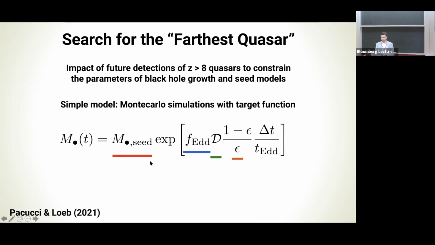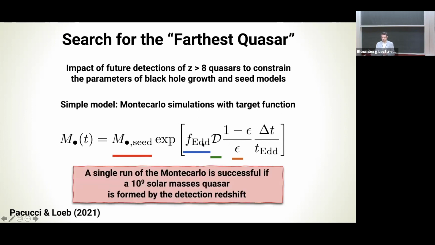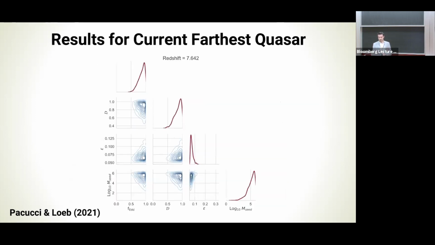So these are the 4 parameters that we considered in the Monte Carlo simulation. A single run of the Monte Carlo is successful if a 10 to the 9 solar masses quasar is formed by the detection redshift. We did this experiment starting from the highest redshift quasar, redshift 7.6, which is about a 1 billion solar masses object.